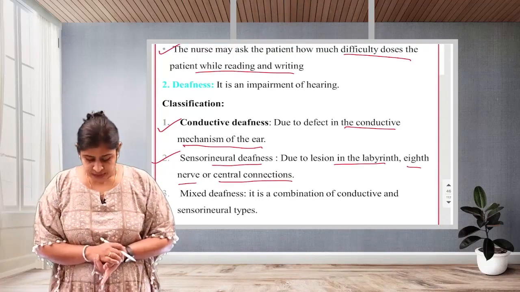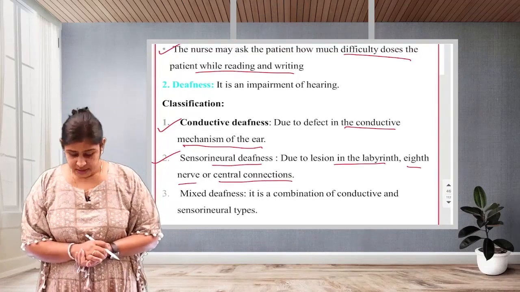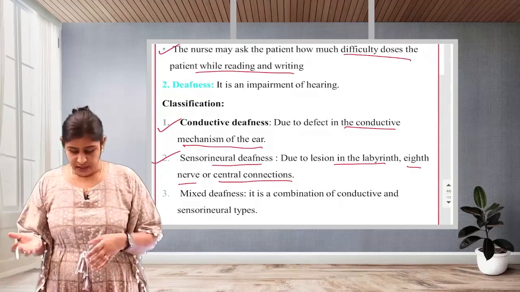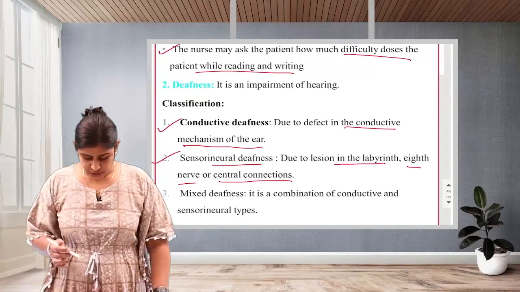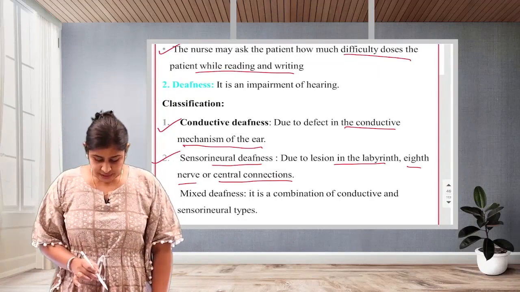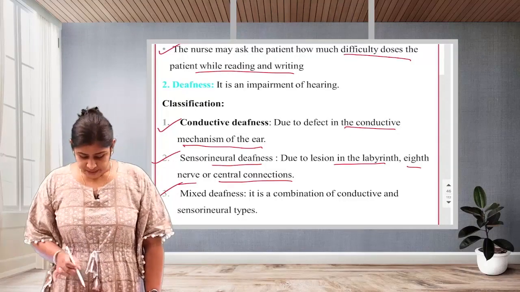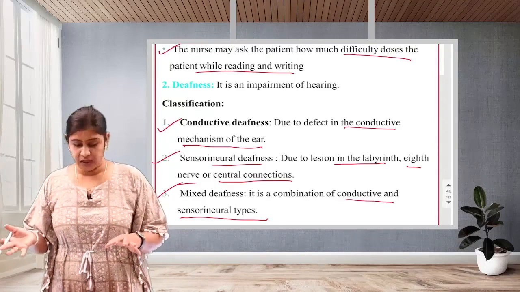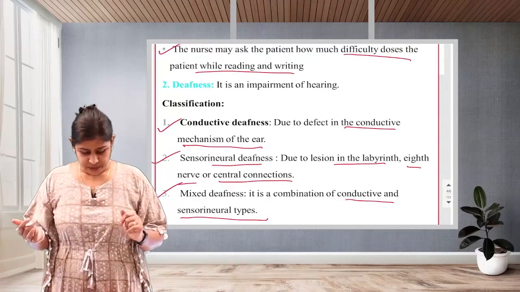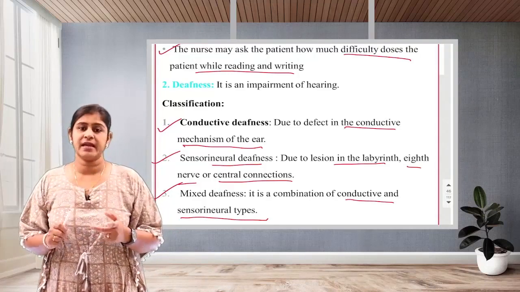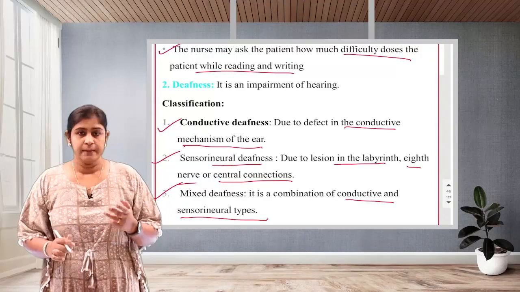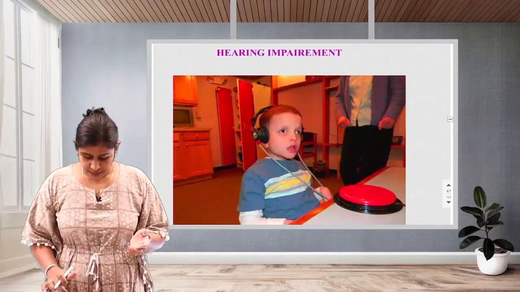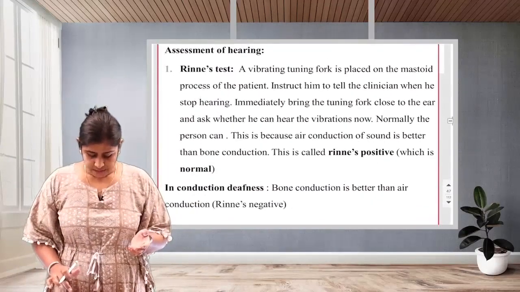So sensorineural deafness occurs due to a lesion in the labyrinth, auditory nerve or central connections. Third is mixed deafness. It is a combination of conductive and sensorineural types. The first is conductive deafness, second is sensorineural deafness, and third is mixed deafness. This is a picture of hearing impairment patients.